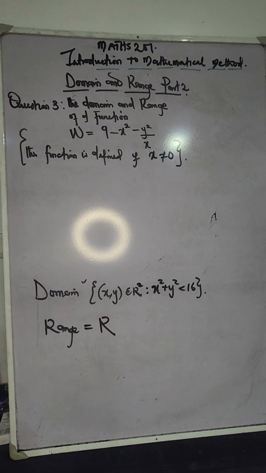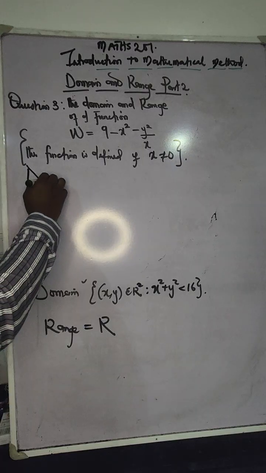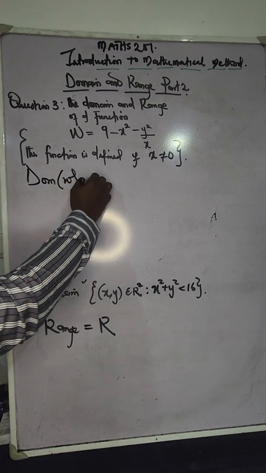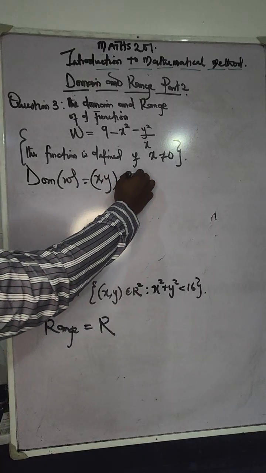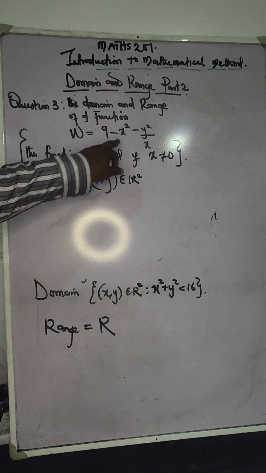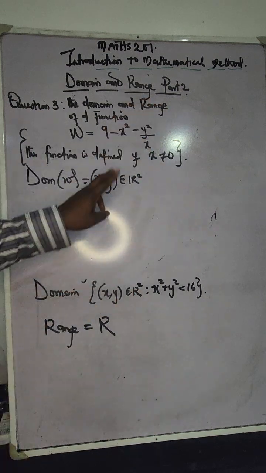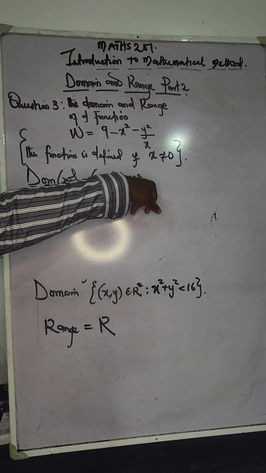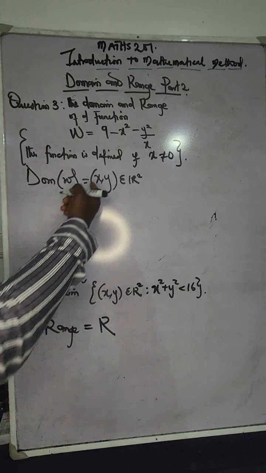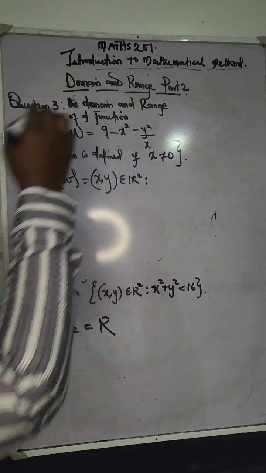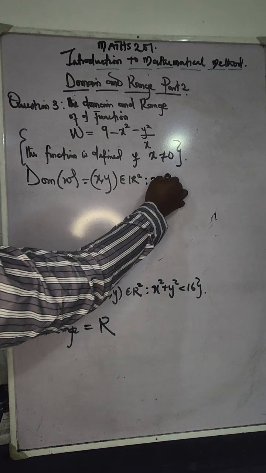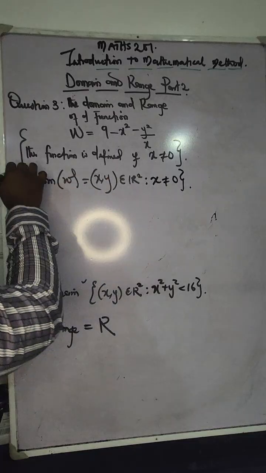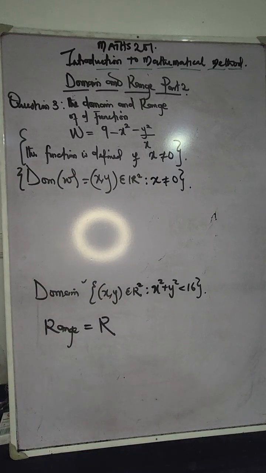So we said that the domain of the function, the domain of w, is (x, y) element of all real numbers squared. Why is it squared? Because the number of independent variables in the system is 2. That tells us about the dimension. So (x, y) element of all real numbers squared, such that x is not equal to 0. So this is the domain of the function.